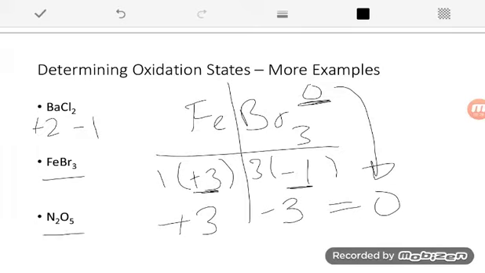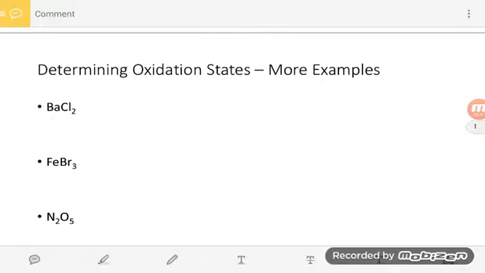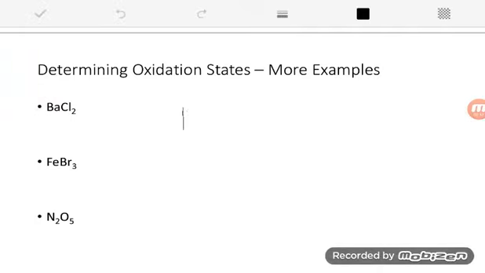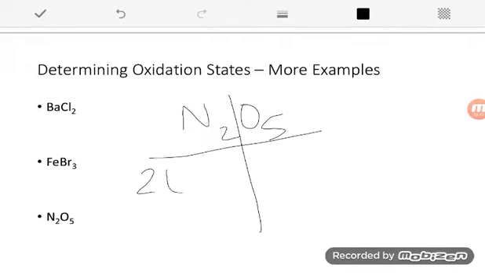N2O5 is another tricky example because if we just look at the periodic table, it looks like they both have negative oxidation states, and that doesn't make sense because in a neutral compound they have to add up to 0. So for these we have to do something very, very similar to what we just did for iron bromide. So I'm going to do the same thing. I'm going to make my T chart. I'm going to have N2O5, make a little T. I have 2 nitrogens. I have 5 oxygens.